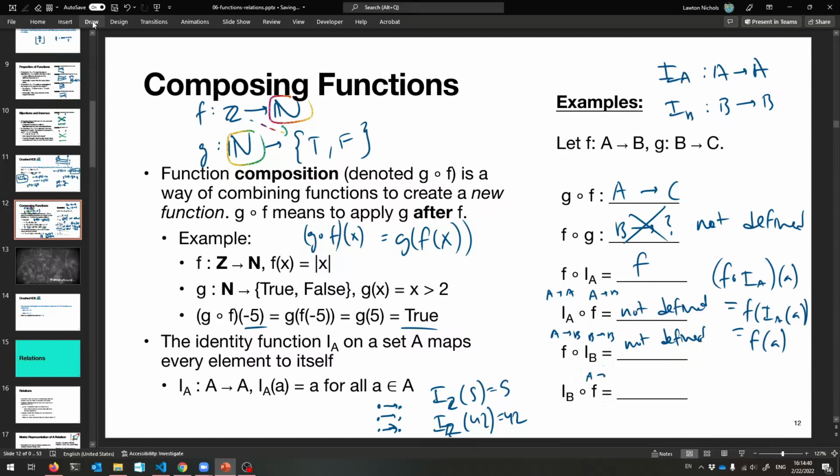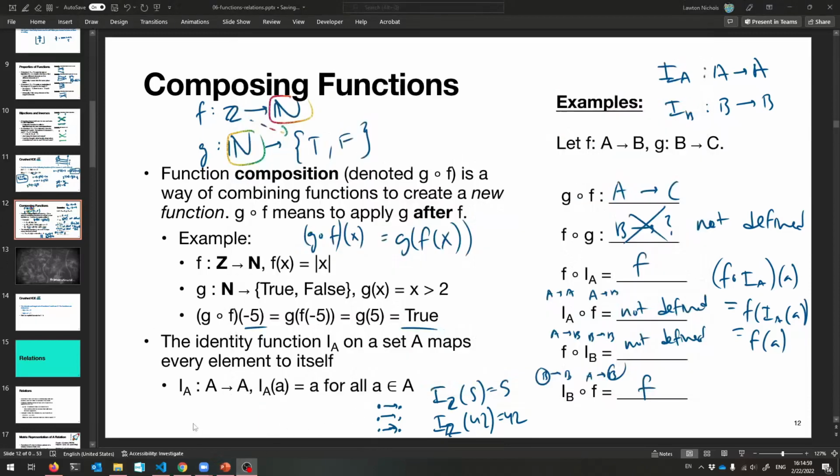This one is, though. These match up. F takes an A, gives it a B, and then the B corresponds with what the identity function is ready to accept, and it'll just spit back out the same answer. So this is equal to F. Do you see that? So that is function composition in a nutshell.